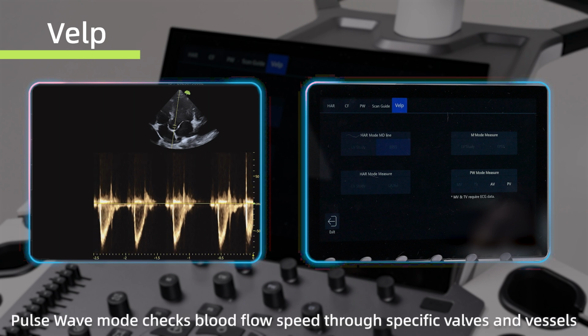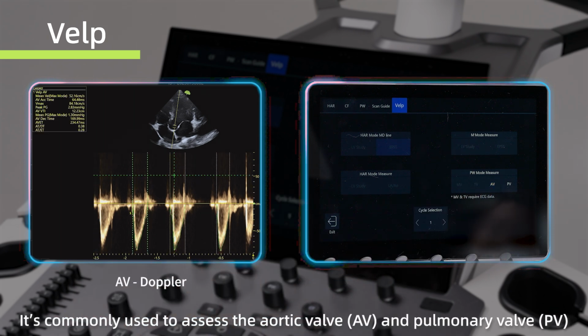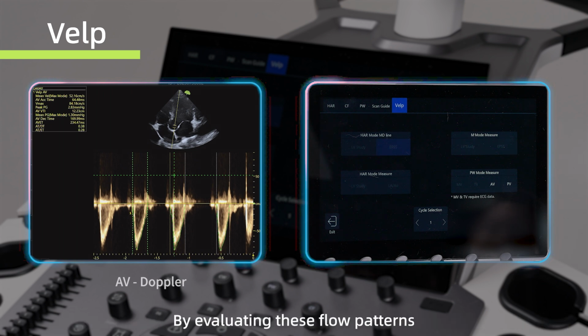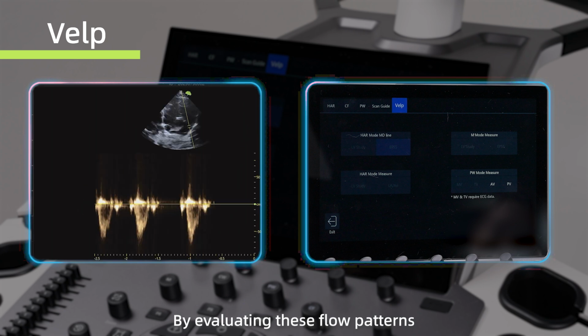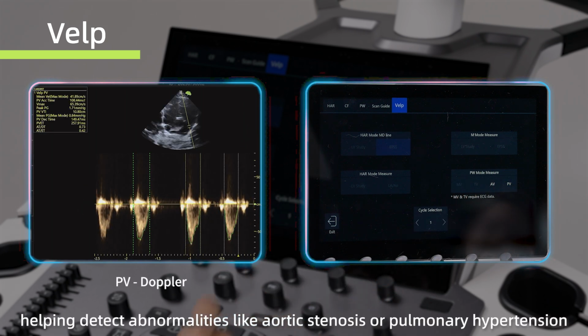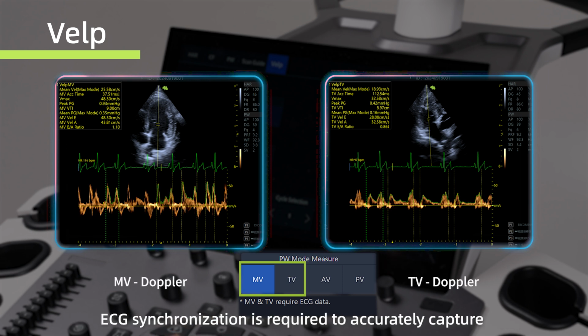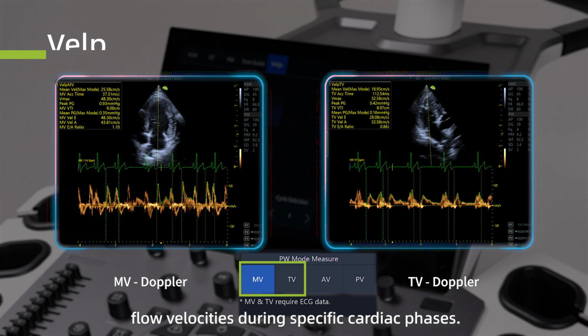Pulse wave mode measures the velocity of blood flow through specific cardiac valves. It's commonly used to assess the aortic valve, AV, and pulmonary valve, PV. By evaluating these flow patterns, we can gain insights into left and right ventricular outflow performance, helping detect abnormalities like aortic stenosis or pulmonary hypertension. For mitral valve (MV) and pulmonary valve (PV) measurements, ECG synchronization is required to accurately capture flow velocities during specific cardiac phases.